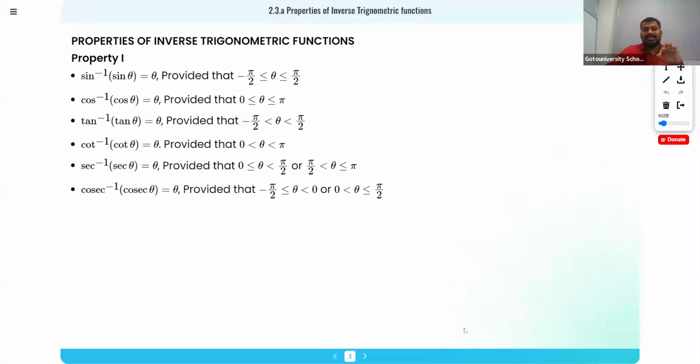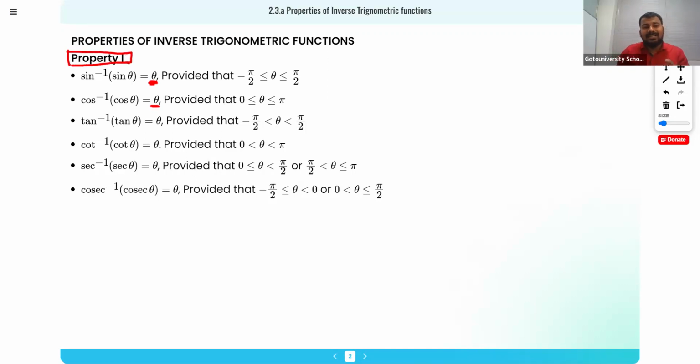Property number 1, sine inverse. Okay, you have to be very, very careful with this range and domain. Okay, so if you're going to have this domain, sine inverse of sine theta is always equals to theta. Cos inverse of cos theta is always equals to theta. This is your property 1.